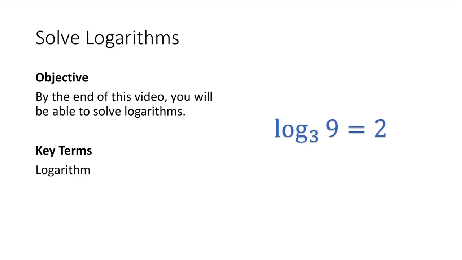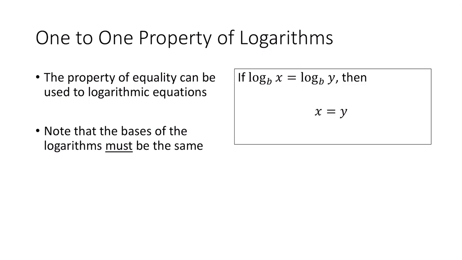So in this video, we're going to talk about how to solve logarithms. So we have this property, which we call the equality property. It's also known as the one-to-one property of logarithms. So it tells us that if the log base b of x equals the log base b of y, that x equals y. Notice that the bases of both logarithms must be the same.